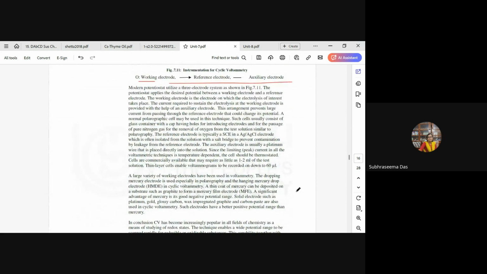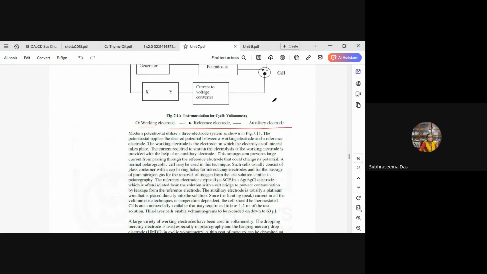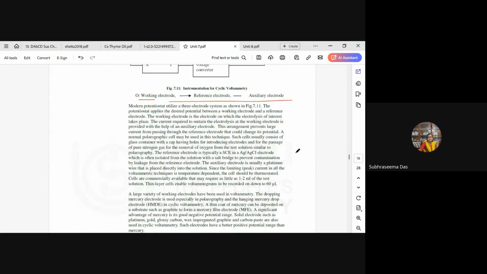Modern potentiostats utilize a three electrode system: a working electrode, a reference electrode, and an auxiliary electrode. The potentiostat applies the desired potential between the working electrode and the reference electrode. The working electrode is the electrode on which the electrolysis of our interest takes place. The current required to sustain the electrolysis is then provided by the auxiliary electrode. This arrangement prevents a large amount of current from flowing to the reference electrode, which could hamper its characteristics.